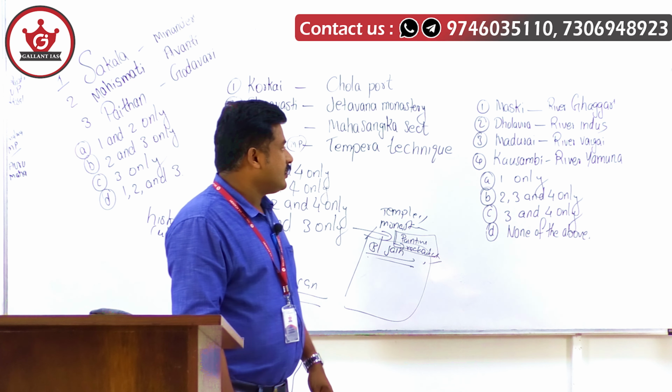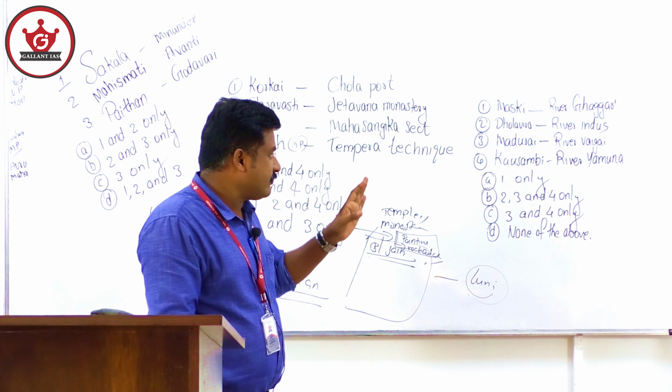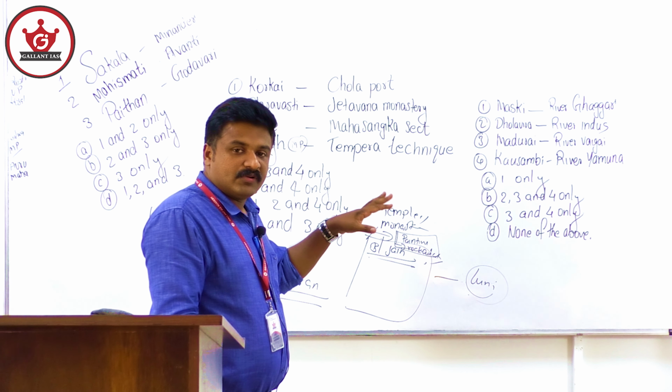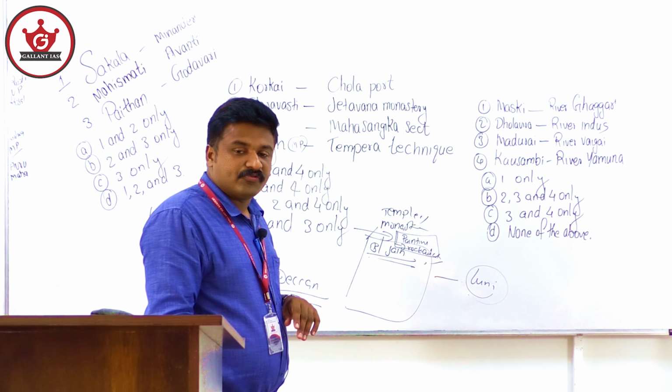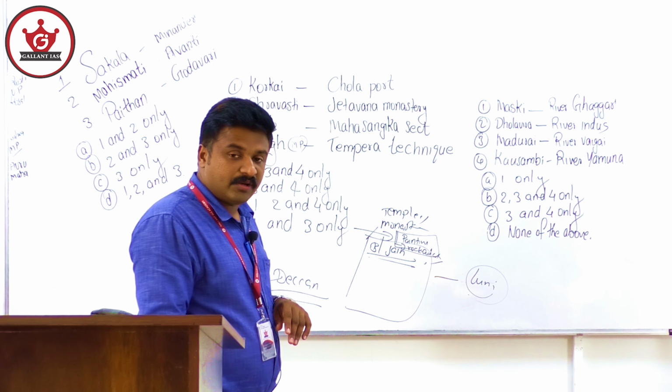Dholavira, they say, is on the river Indus. It is Dholavira, the recently added 40th UNESCO heritage site, and Dholavira is not on the Indus, because its location is in Gujarat. It is in Gujarat, on the bank of the Luni River, if you say so. Okay, Khadir Island, Luni River. Now Madurai's location is true, which is on the river Vaigai. And Kaushambi is on the bank of the river Yamuna. Both 3 and 4 are correct. So your answer has to be 3 and 4 only.